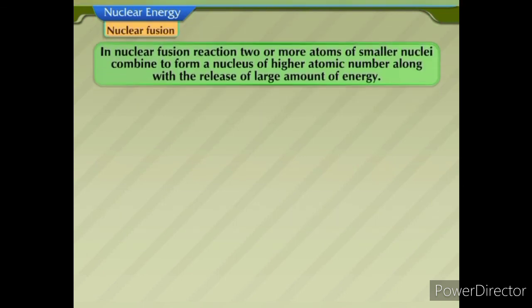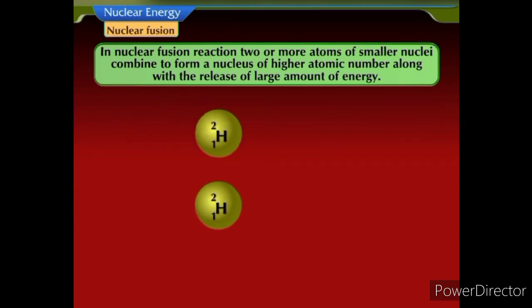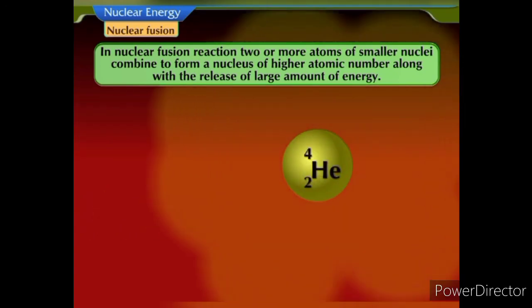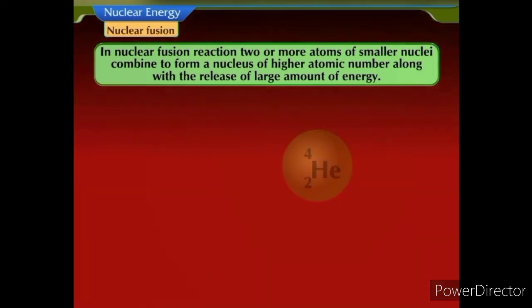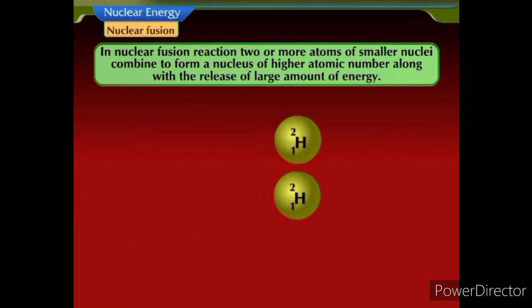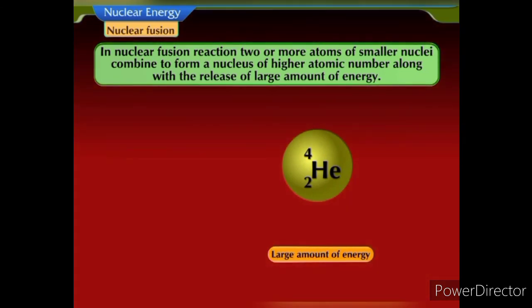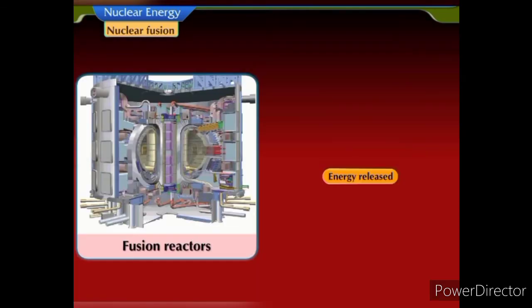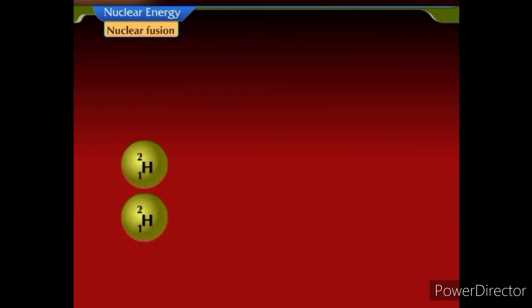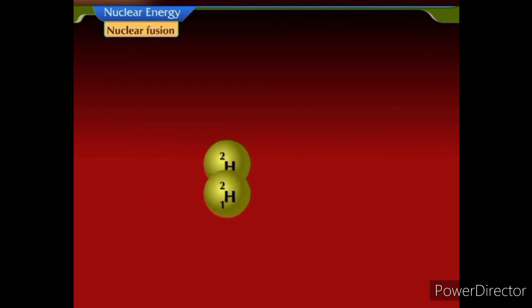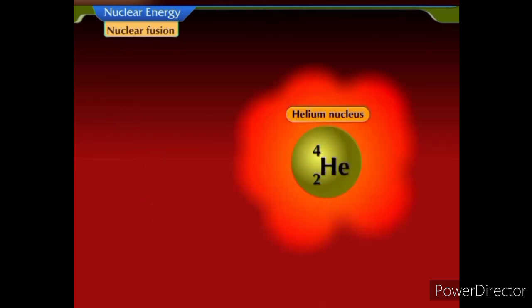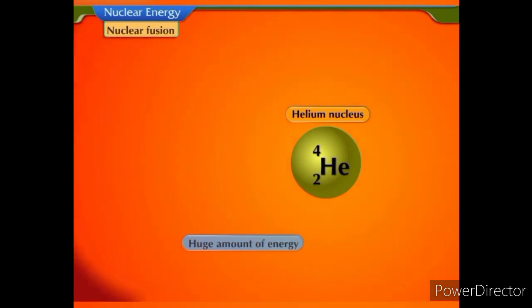Nuclear fusion. In a nuclear fusion reaction, 2 or more atoms of smaller nuclei combine to form a nucleus of higher atomic number along with the release of a large amount of energy. Fusion reactions are done in a controlled manner in fusion reactors, and the energy released is used for constructive purposes. In a nuclear fusion reaction, isotopes of hydrogen combine to form a helium nucleus along with the release of huge amounts of energy.